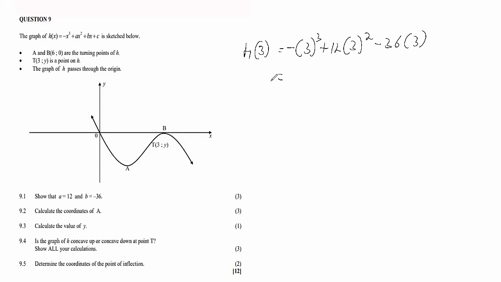So when you punch that into your calculator, it's going to end up giving you a negative 27, right? So that means, in other words, our y is equal to negative 27.